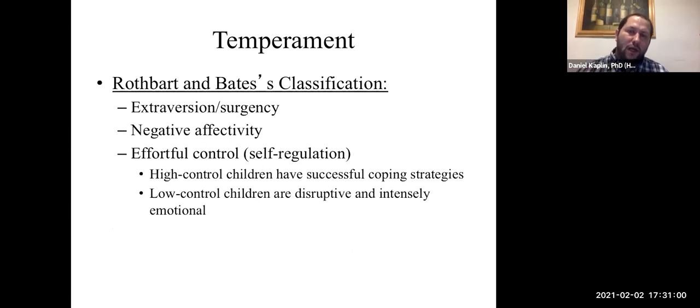Now, we also look at Rothbart and Bates' classification. We look at extroversion or surgency. Extroversion is how sociable a child is. Some children tend to be more shy or reserved. Other children tend to be more outgoing. That's one factor related to temperament. Negative affect, optimistic versus pessimistic. And then effortful control is your ability to self-soothe and regulate your own emotions.